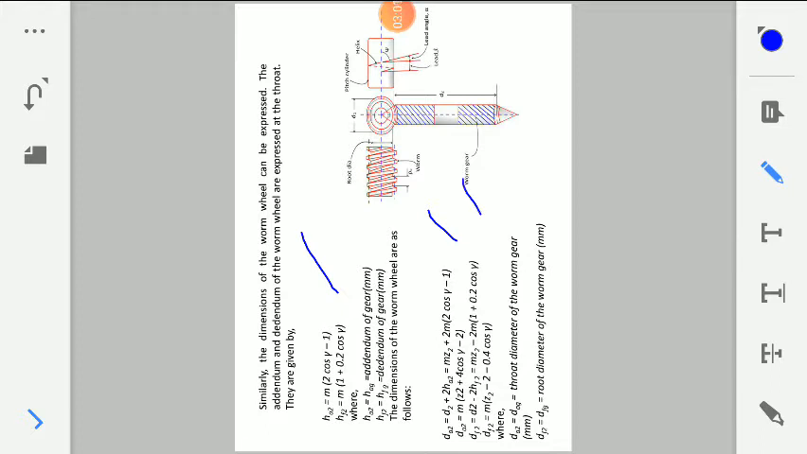And then we can substitute in the form of formula. That is, the formula is the pitch circle diameter is M into Z2 or ZG, plus twice the module in bracket (2 cos lead angle minus 1), and the dedendum circle diameter is given by M into ZG or Z2 minus twice M in bracket (1 plus 0.2 cos of lambda or lead angle).